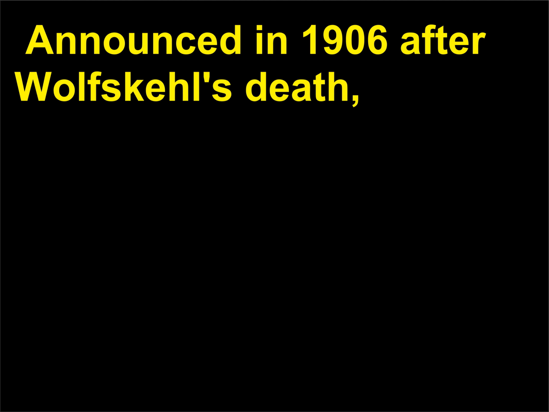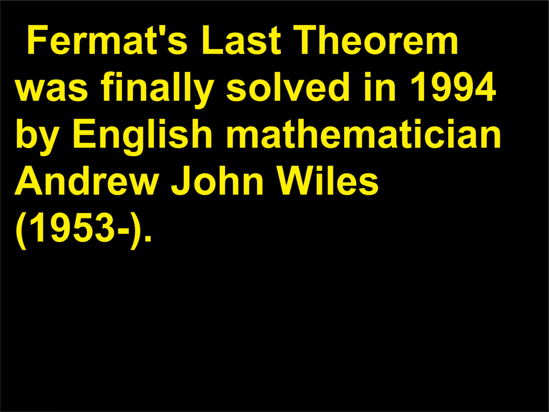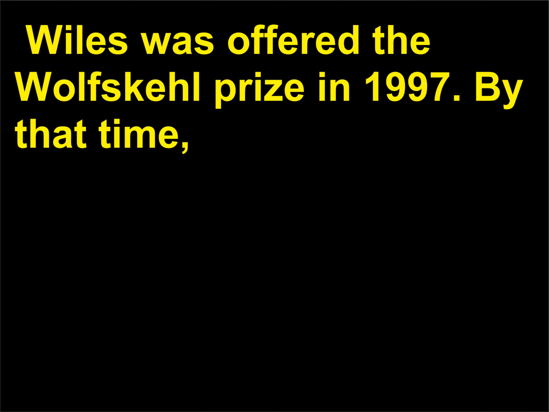Announced in 1906 after Wolfskehl's death, thousands of incorrect proofs were turned in, but no true proof was offered. But people kept trying and failing. Fermat's last theorem was finally solved in 1994 by English mathematician Andrew John Wiles, born 1953. Wiles was offered the Wolfskehl Prize in 1997.